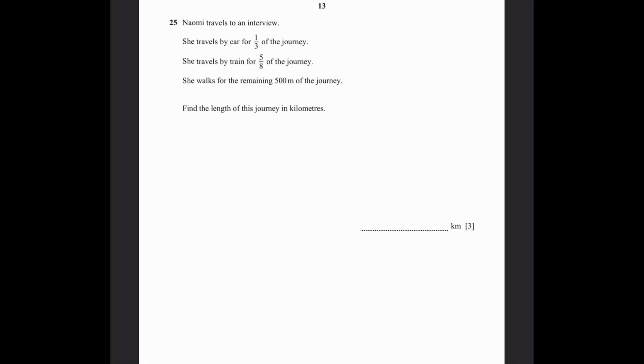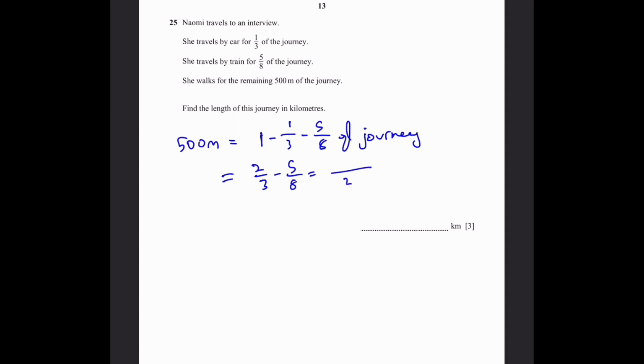Question 25. Naomi travels to an interview. The car journey is 1/3 of the full thing, train journey is 5/8 of the full thing, and walking is the remaining 500 meters. Find the length of the journey in kilometers. So 500 meters is equal to 1 minus 1 by 3 minus 5 by 8 of the full journey. So that'll be 2 by 3 minus 5 by 8. And when we do that, we can make common denominator 24. 2 into 8 is 16, minus 3 into 5, 15. So 1 by 24 of the journey.